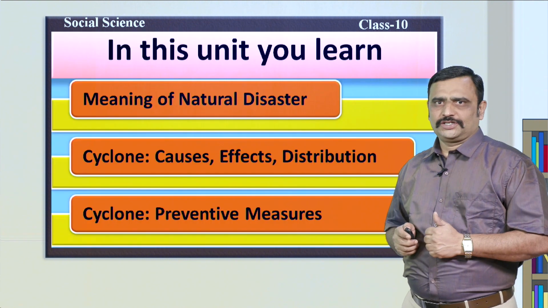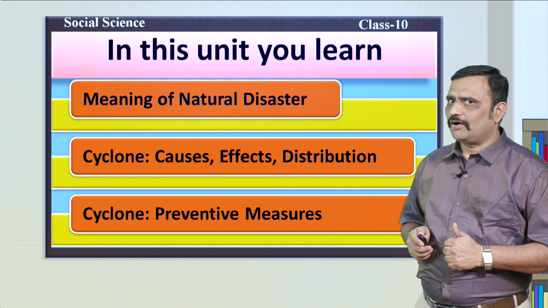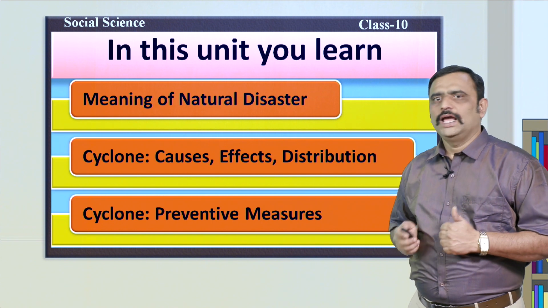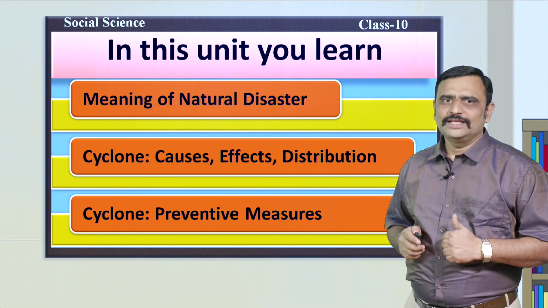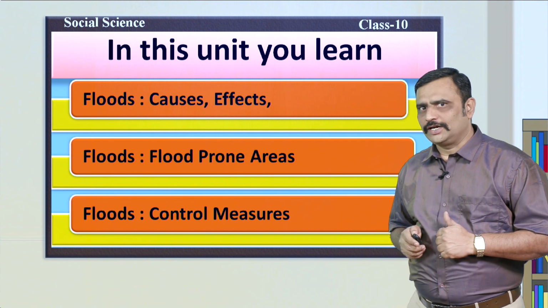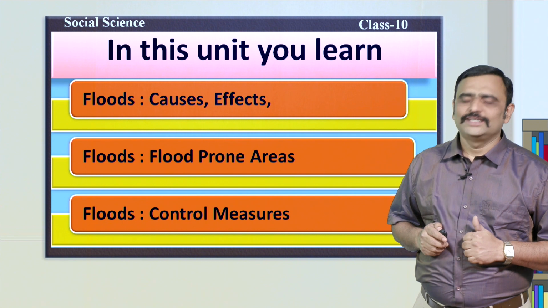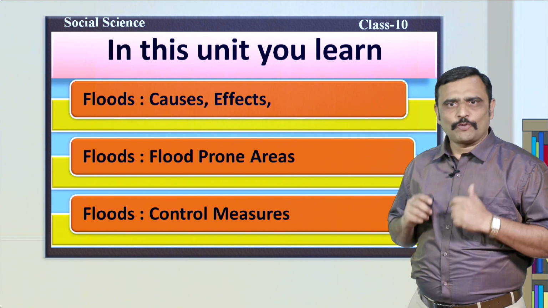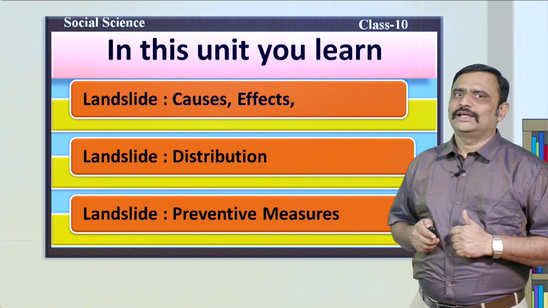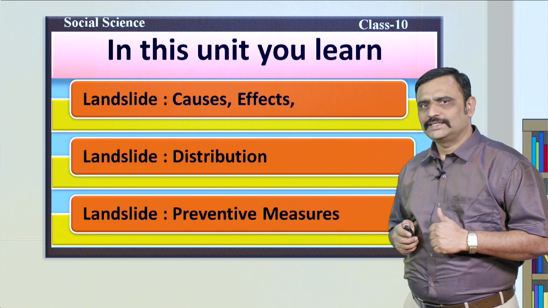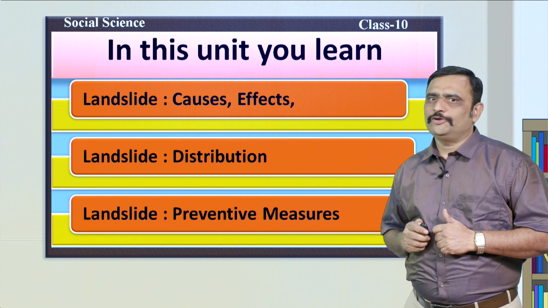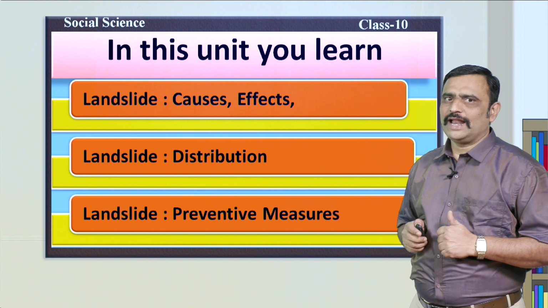In this unit, you will learn meaning of natural disaster, cyclone, its causes, effects, distribution and preventive measures. You will continue to learn the causes for the floods, its effects, flood prone areas in India, flood control measures and landslide, its causes, effects, landslide distribution in India and the preventive measures taken to prevent landslides.